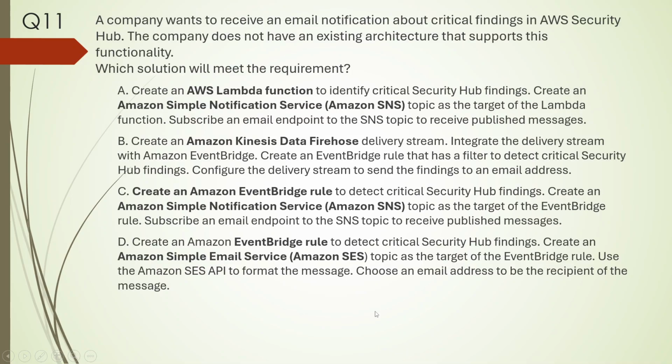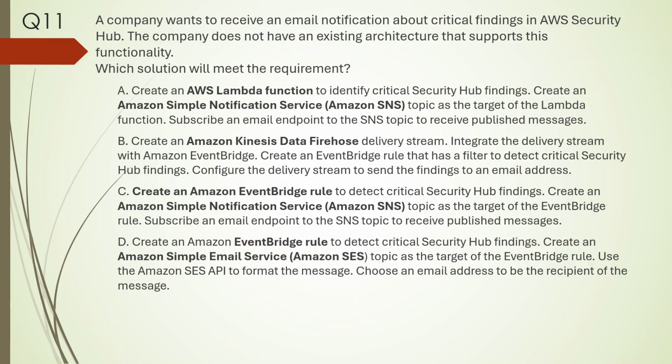So the question goes, a company wants to receive an email notification about critical findings in AWS Security Hub, and the company does not have an existing architecture that supports this functionality. Which solution will meet the requirement? A. Create a Lambda function to identify critical Security Hub findings. Create an Amazon Simple Notification Service SNS topic as the target of the Lambda function. Subscribe an email endpoint to the SNS topic to receive published messages.